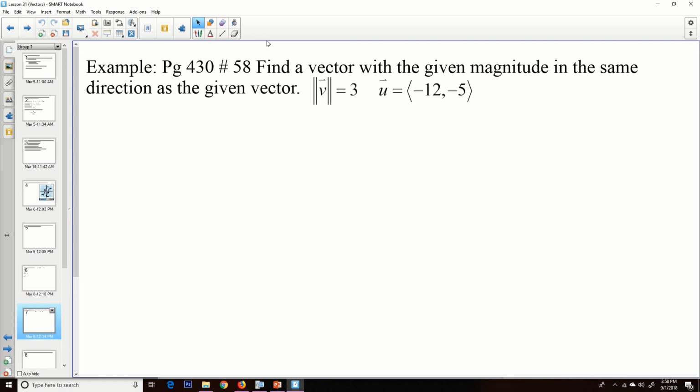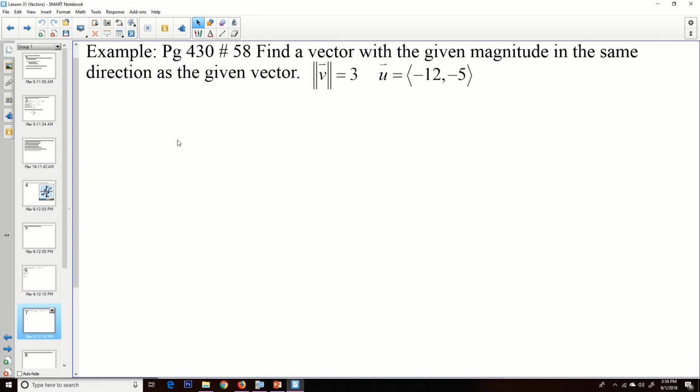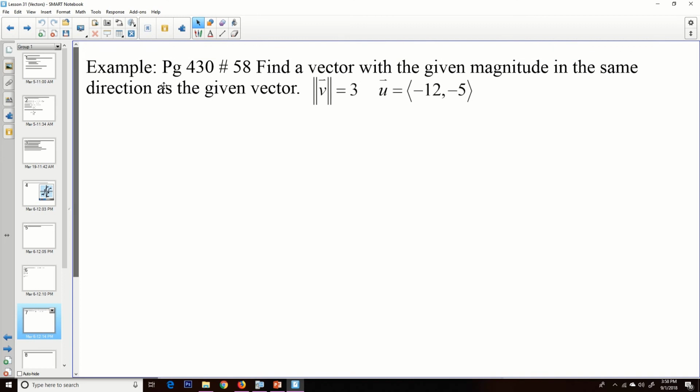Okay, so next example here, we're going to find a vector with a given magnitude in the same direction as the given vector. So what we're looking for is a new vector, and we're going to call it v, and we want that vector's magnitude to be 3. But we also want it to be in the same direction as negative 12, 5.